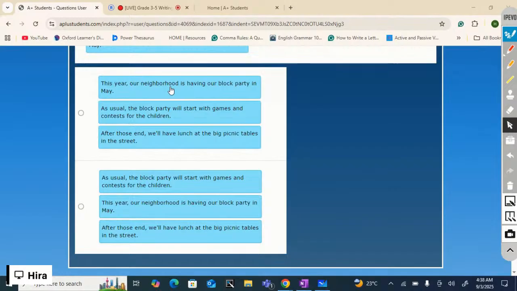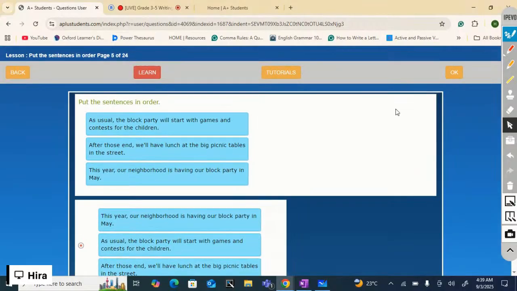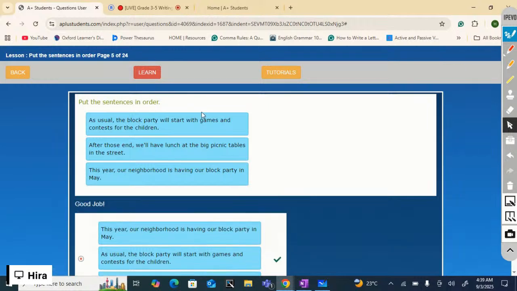Now look at this first option. This year, our neighborhood is having our block party in May. So "this year" is the time order word which tells us that this should come first. As usual, the block party will start with games and contests for the children. After those end, meaning after those games end, we'll have lunch at the big picnic tables in the street. So this seems the correct sequence of events.